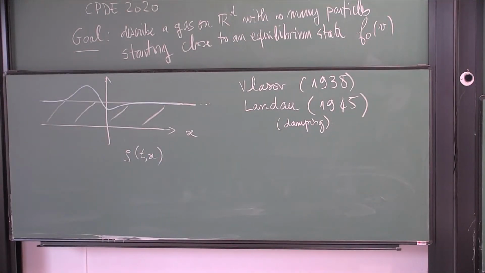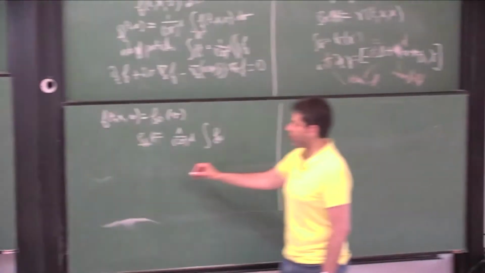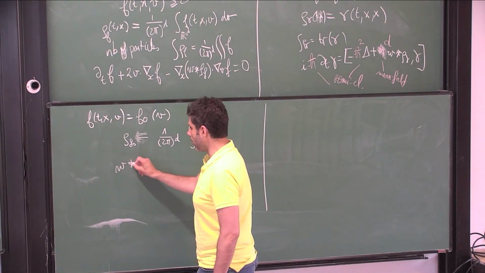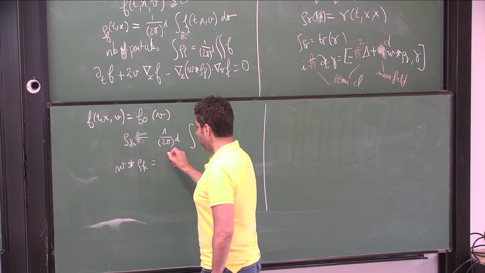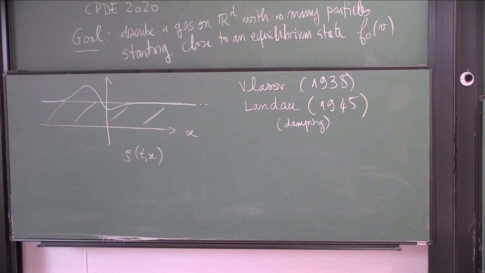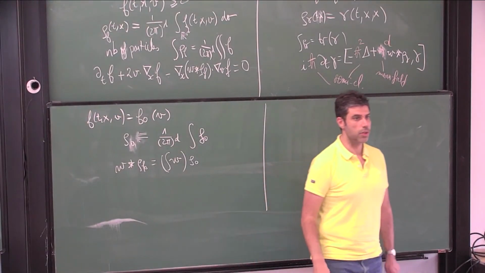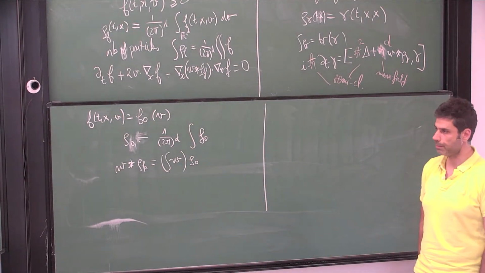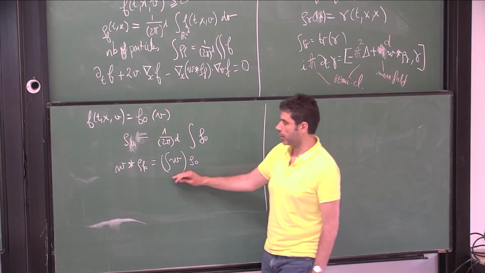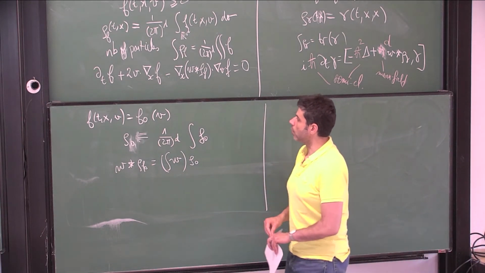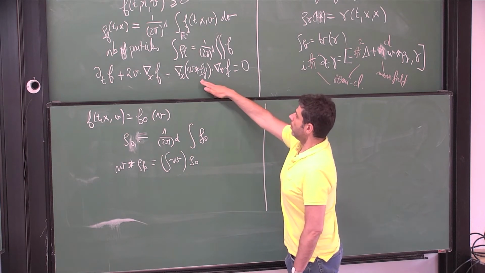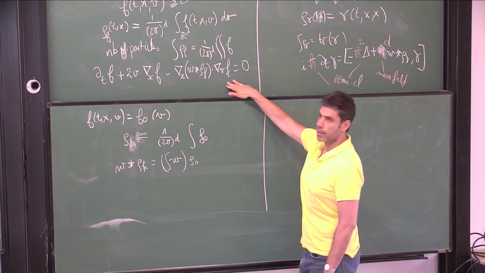There it is. Now what you can do is to compute the mean field potential, W star rho f0, which is then just the integral of W times rho 0. Okay, because the convolution of a function with a constant is just the integral of the function. So you get a constant potential. And of course, if you have a constant potential, then the gradient is 0, so you get 0 here.